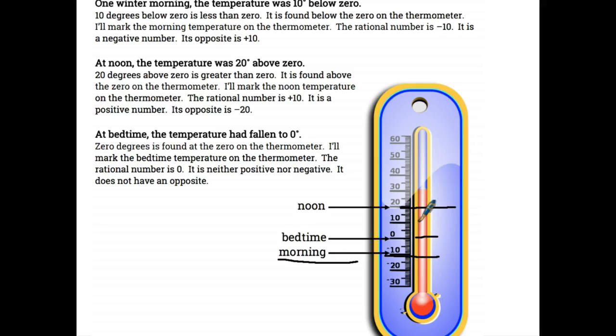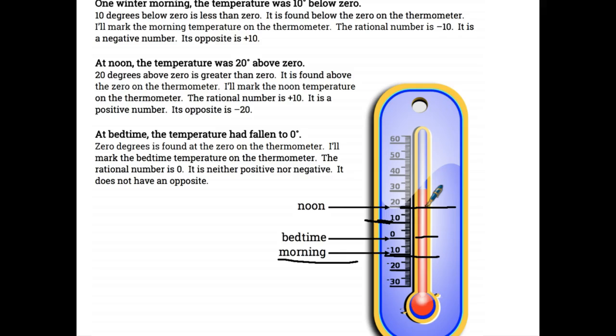So let's take a look at these numbers again here. The temperature first thing in the morning was 10 degrees below 0. So from negative 10 to 0 is 10 marks. If this is a negative 10, the opposite of negative 10 is positive 10. And they're both 10 spaces from 0. Negative 10 is 10 spaces from 0. Positive 10 is 10 spaces from 0.